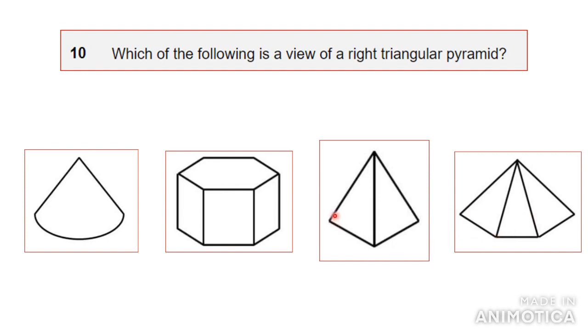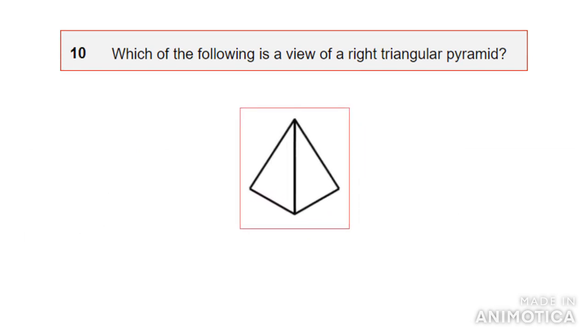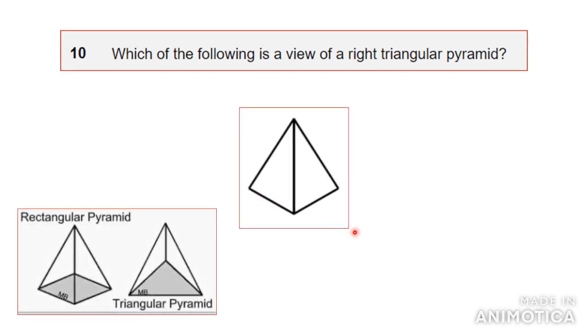So this shows two sides, and if I show you it more, this would be the answer actually. And if I show you it, the base, which is shaded, would be a right angle triangle. Here you have a rectangular pyramid, and here you have a triangular pyramid where the base is a triangle. So this will be the answer.